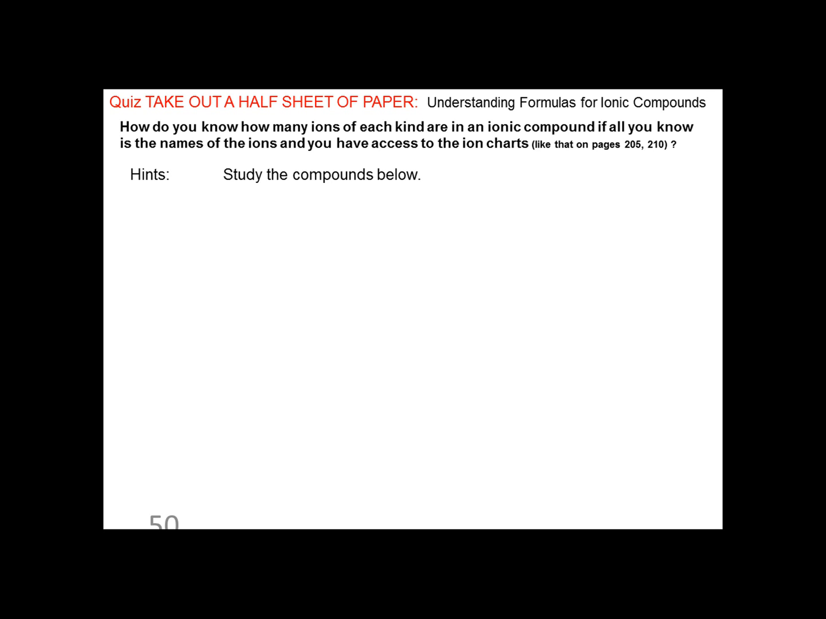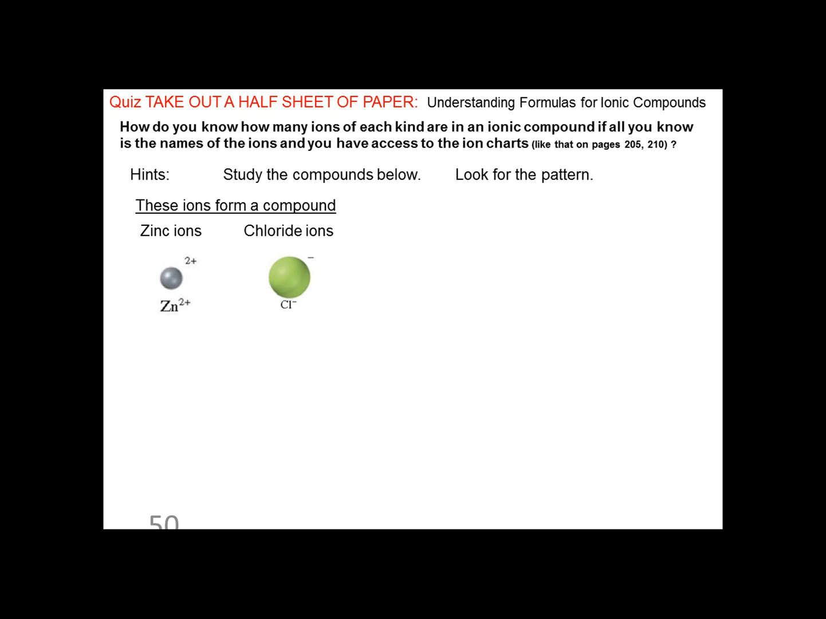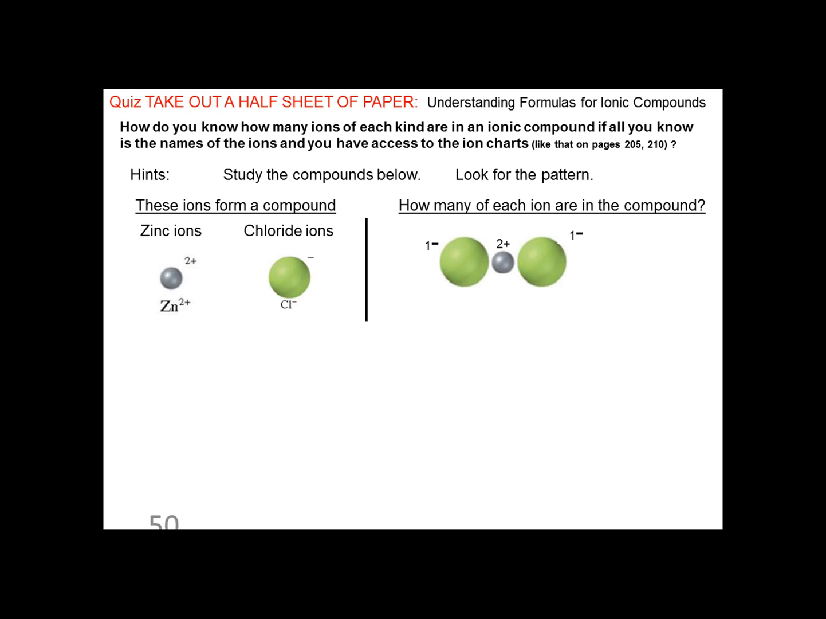So here's a hint. Study these compounds below and look for the pattern. So zinc ions and chloride ions form a compound. There's our zinc ion. There's our chloride ion. When they form a compound, they form a compound in such a way that there are 2 chlorides and 1 zinc. So we'd write that formula ZnCl2. But why? Why 2 chlorides and only 1 zinc? Why not even numbers? Why not 2 and 2?